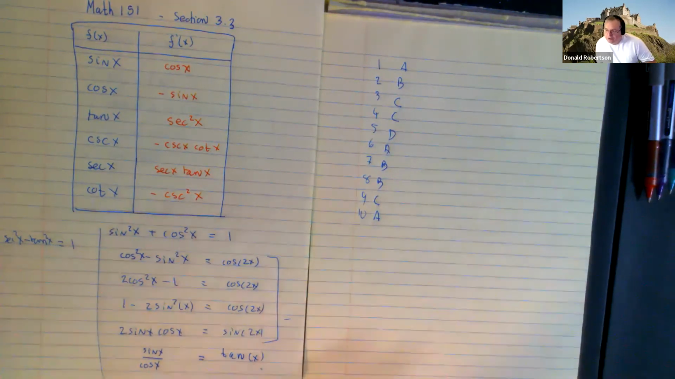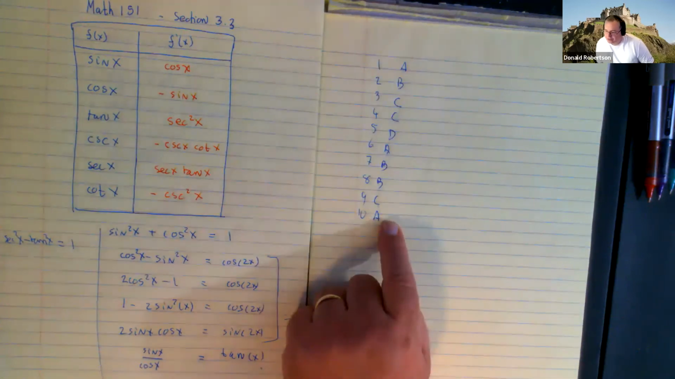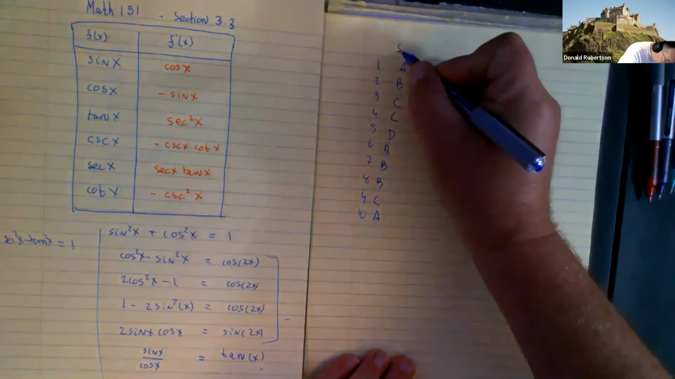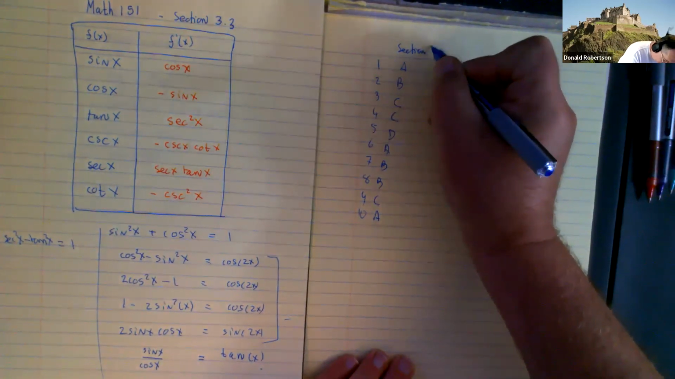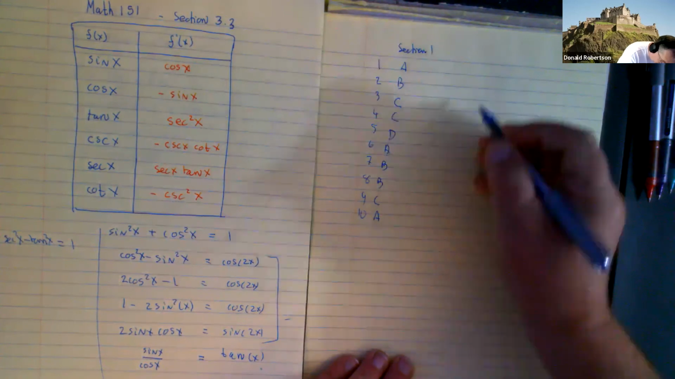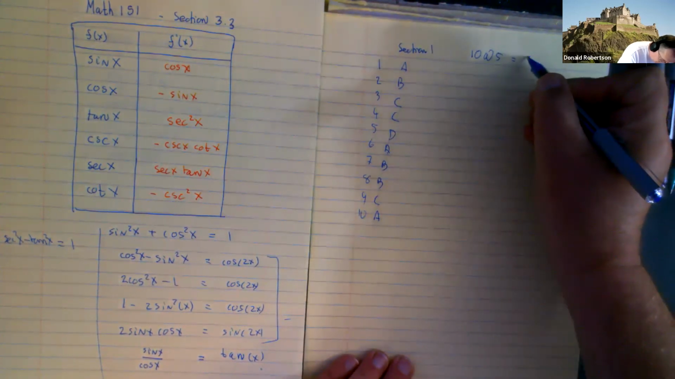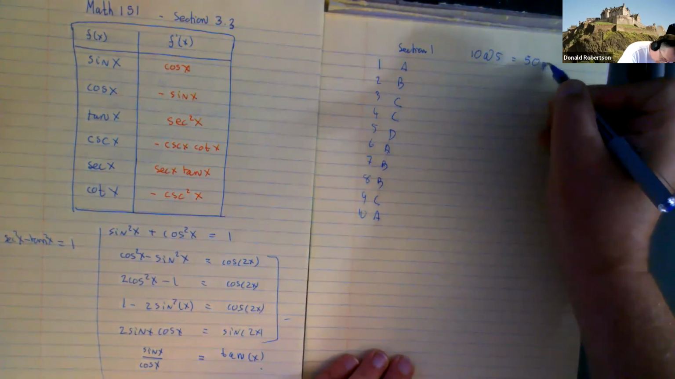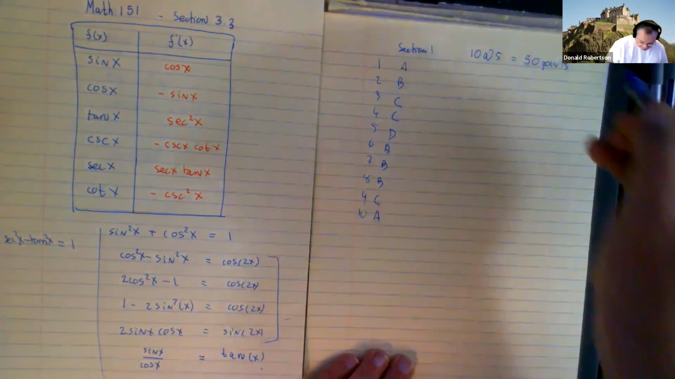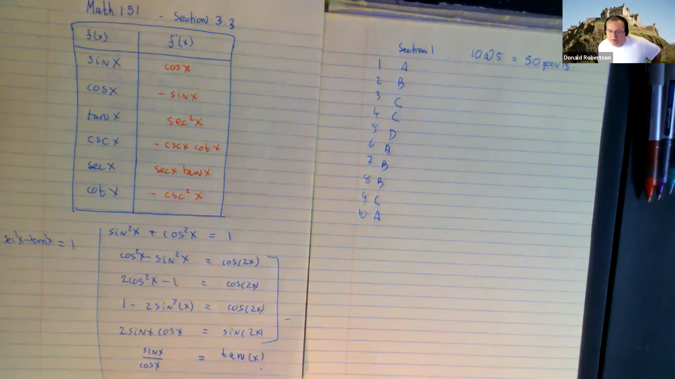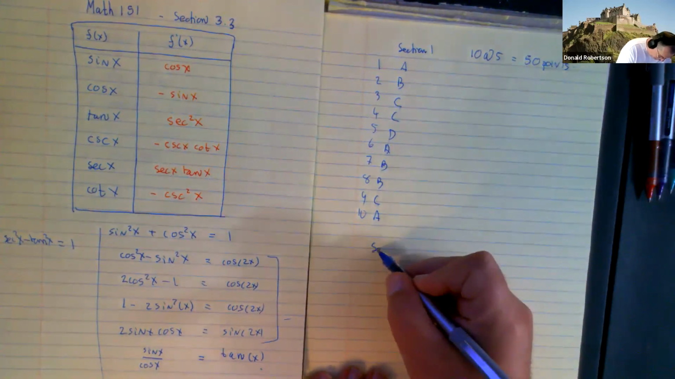So when you're doing your photocopy of your working, you're just going to show me the answers to the first 10, the multiple choice. That's going to be section 1. And this is going to be worth 10 questions at 5 points each, which is going to give me 50 points. And then you're going to move on to section 2.